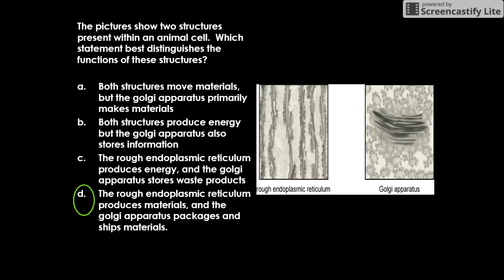It is D. Rough endoplasmic reticulum produces materials. We know these materials are proteins. And the Golgi apparatus packages and ships them. Packages is our key word.